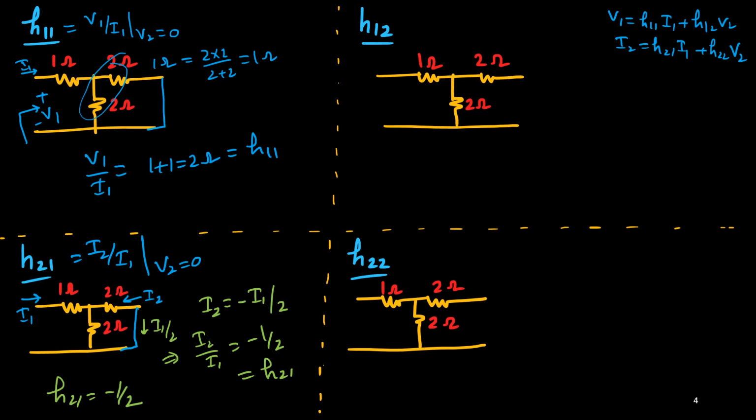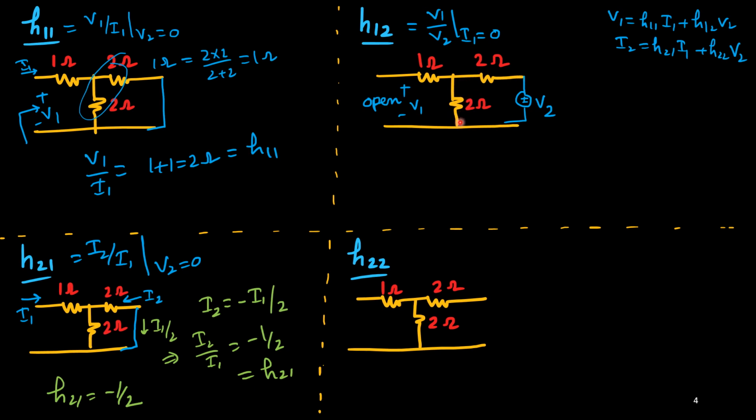And then H12, how to find out H12? You see, this is the reverse voltage again. This is V1 upon V2 under the condition I1 equals 0, and I1 equals 0 means the input side is open. So this side I'll keep open, don't connect anything. You measure the voltage here, that is your V1, and apply a certain voltage here, that is your V2. Since the input side is open, there is no drop across the 1 ohm.